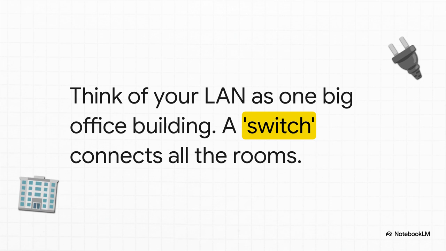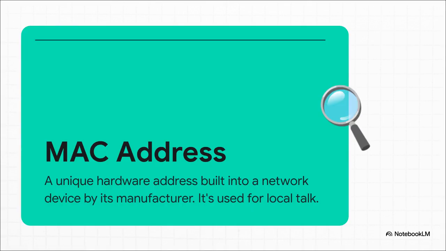And the thing that connects all of these rooms is a little device called a switch. Its whole job is to be the internal mail carrier, making sure that messages get delivered to the right room inside the building. So how does the switch know which room is which? Well, every single network-ready device on the planet has something called a Media Access Control Address, or a MAC address. This is a permanent, unique serial number that's literally burned into the hardware by the manufacturer. It's the unchangeable room number for your device within that office building.